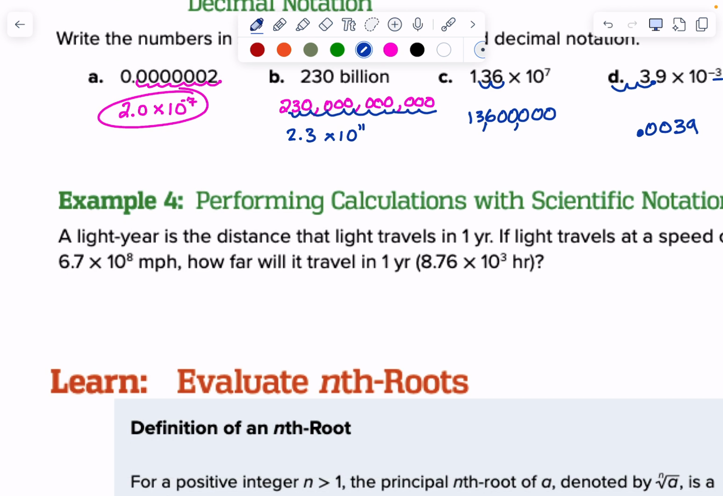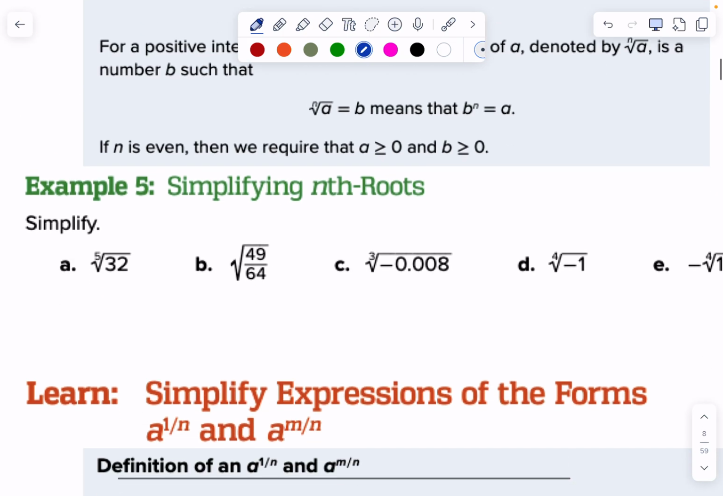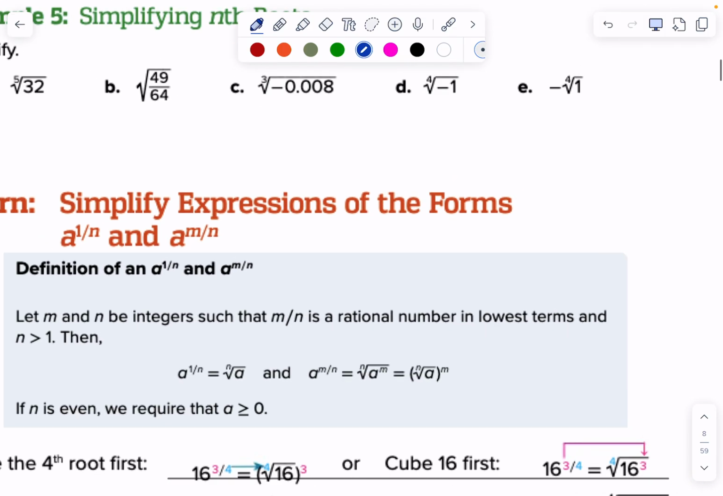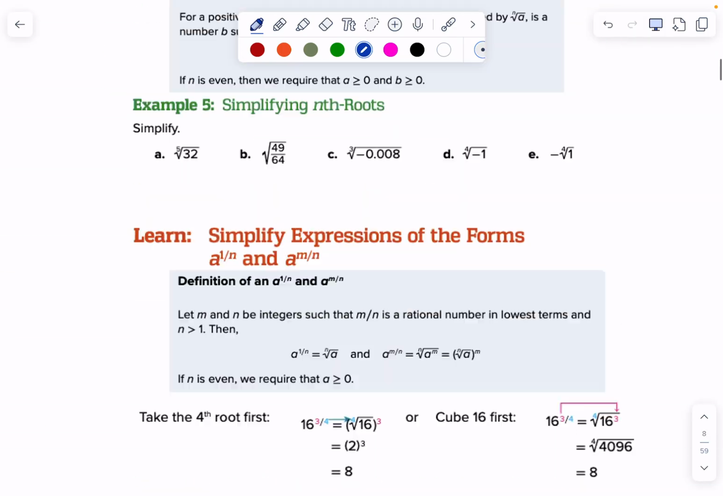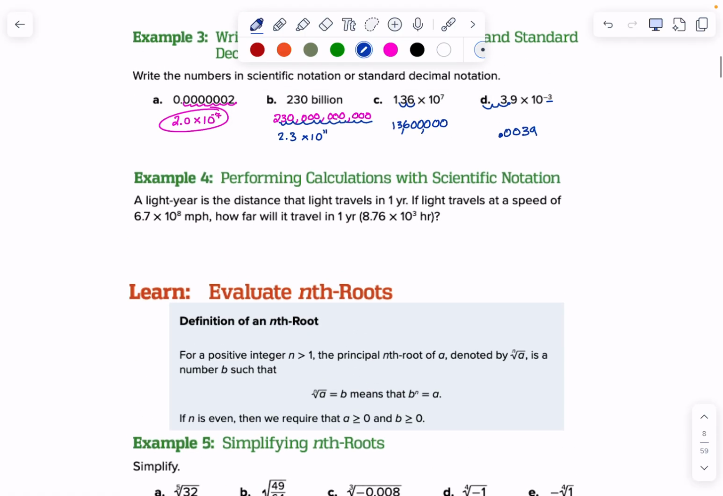We don't have a lot of time. What time is it? Bro, we have a lot of time. We got like 20 minutes. I'll stop at a good spot. Where are we at here? Aren't we on example 4? Yeah, we'll do example 4.